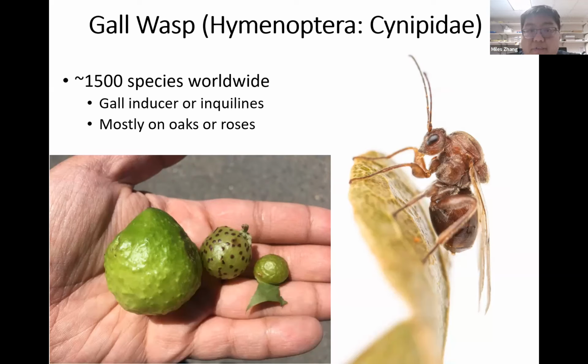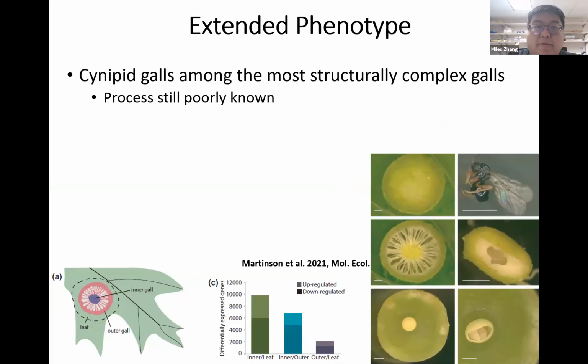And the majority of this diversity in gall wasps is found on oaks and roses, but of course there are a few other ones on various herbs, like asters and Lamiaceae, which will have galls as well.